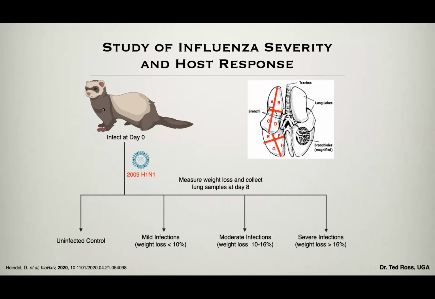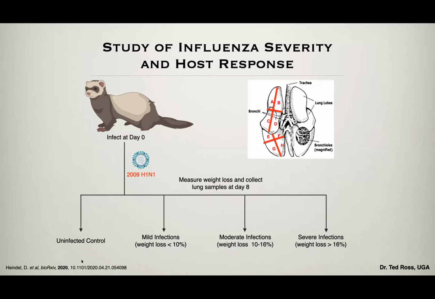So to look at this, we used a ferret model, and this is a model that Ted Ross uses at University of Georgia. And we infected the ferrets at day 0 with the 2009 H1N1 virus. This is the swine flu that came out in 2009. We then measured weight loss and collected lung samples at day 8.